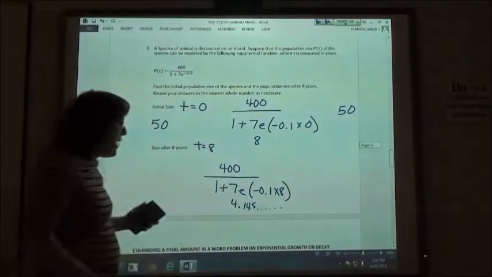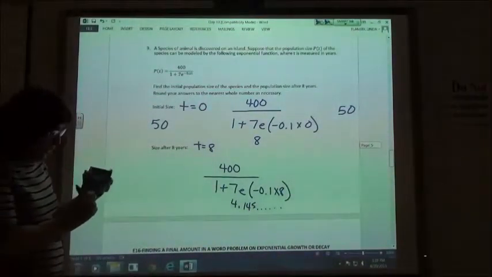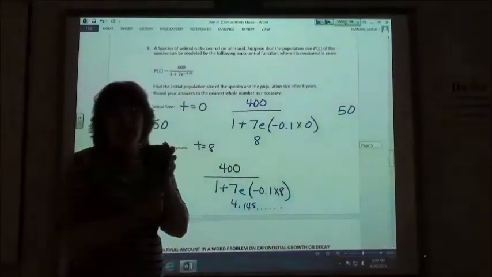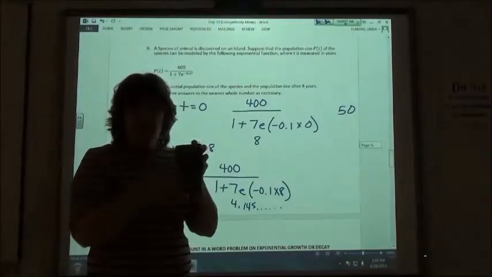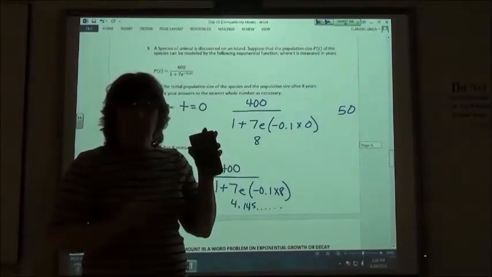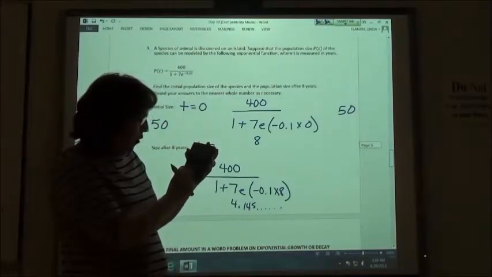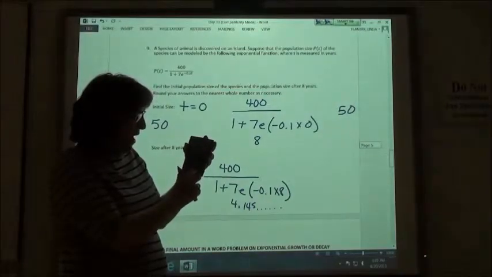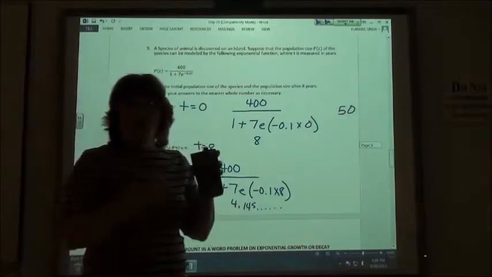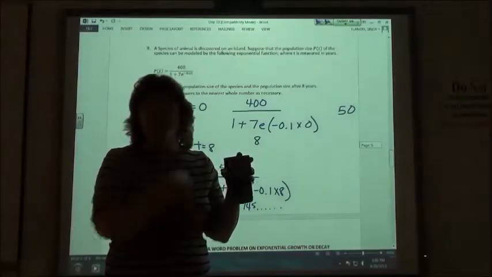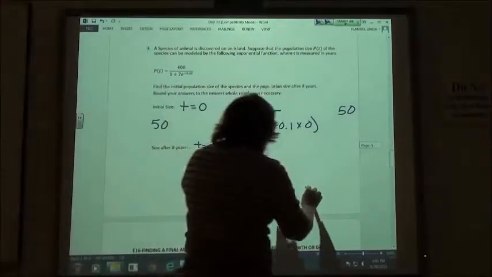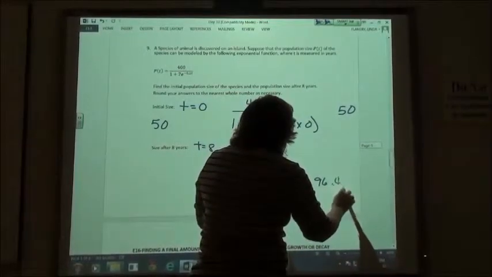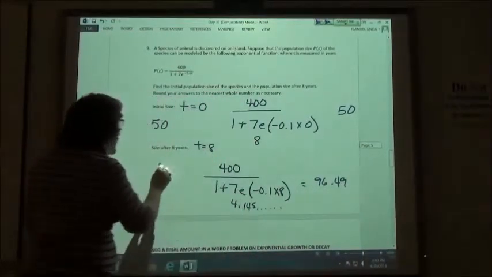Now, I don't want to round that off. What I'm going to do is on the very bottom of your calculator, next to the equals is the answer button. Do not clear your calculator. Leave the 4.14. Type in 400 divided by and hit answer. 400 divided by the previous answer. Then you don't have to type anything in. Equals, and you should get 96.49, so we round that off to say 96.